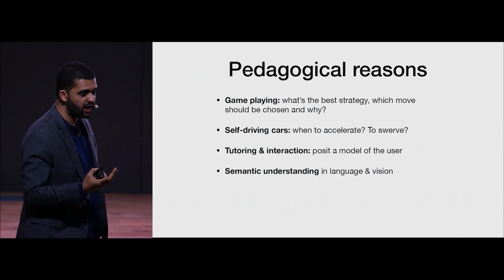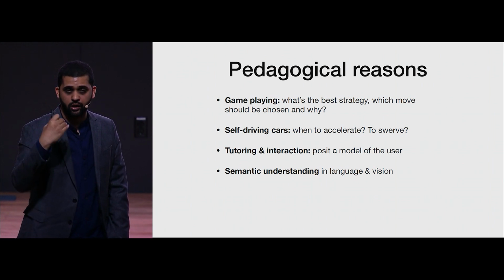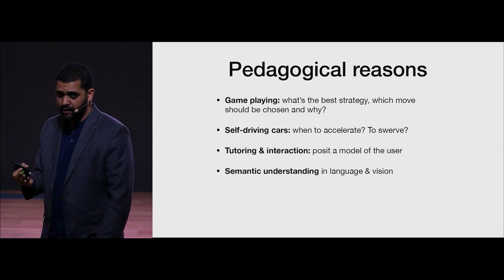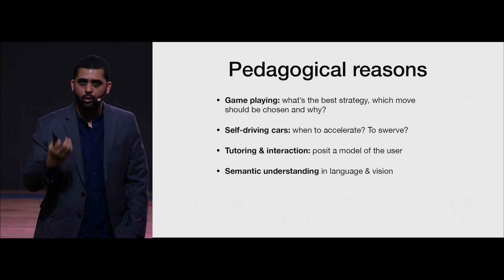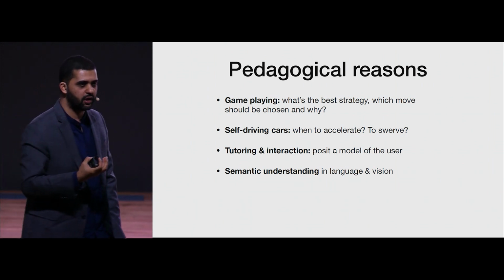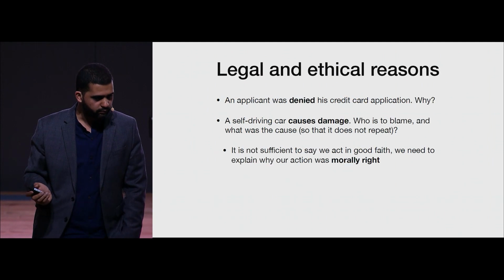In tutoring and interaction, you often want a model of the student or the user so that you can have a more natural interaction. And again, in language and vision, again mirrored in the last two talks, the notion of semantics keeps coming up. How do you understand what the image is talking about? How do you understand what the video is talking about?